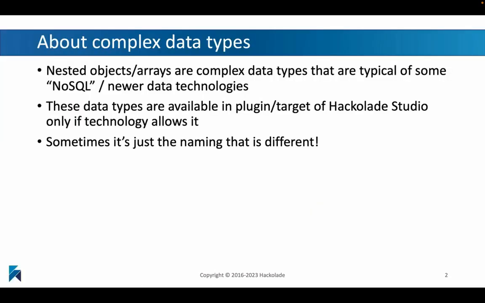That's quite interesting, because these nested objects are actually really complex data types that can take many different shapes that are typical of some of the newer NoSQL technologies. All of these data types are available in the specific plugins and targets that you're going to be using in Hackolade Studio, depending on the one that you choose. Some technologies will support it, others may not. Sometimes, and this is also something to take care of, the naming is just different. So you will have to get used to that and do the specific activities for the specific models, but why don't we just dive right in and get going with this?